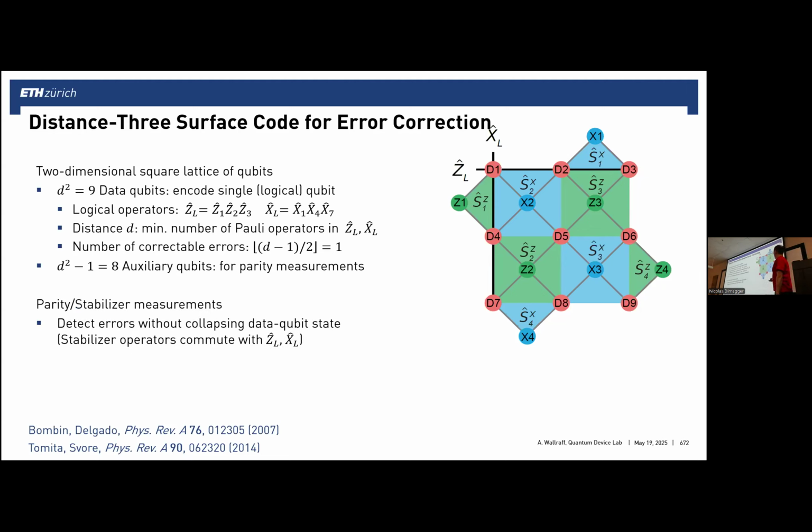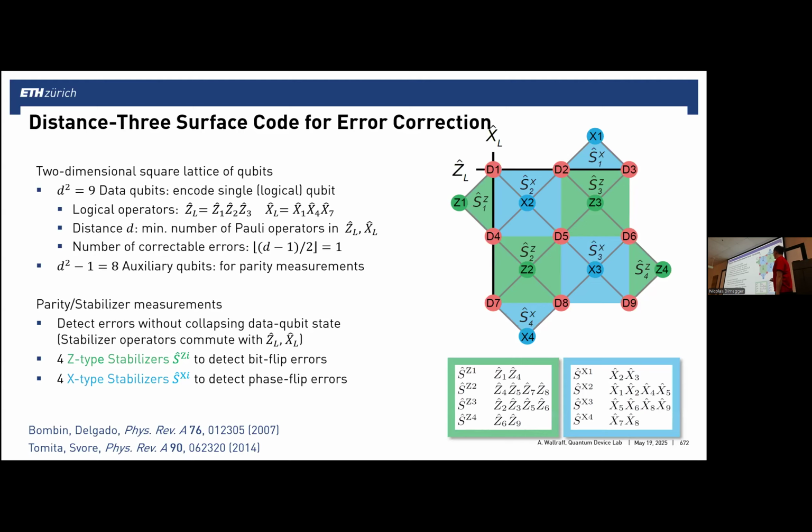So, as I mentioned before, by measuring these stabilizers or measuring the parity in these different bases, you can detect whether bit flip or phase flip errors occur. And so in this device here, you see you have 4 weight 4 stabilizers, 2 in the X basis, 2 in the Z basis, and then there's also 4 weight 2 stabilizers at the boundary of this code. And the stabilizers are written down here.